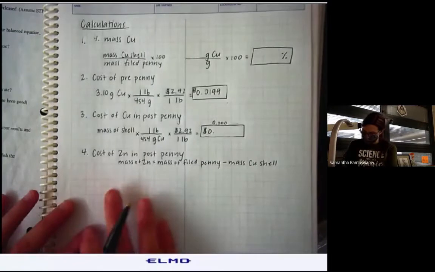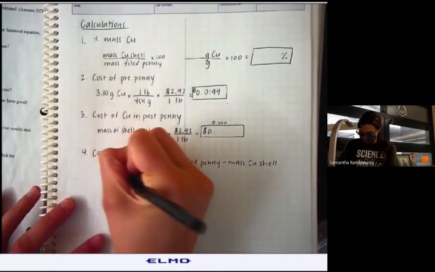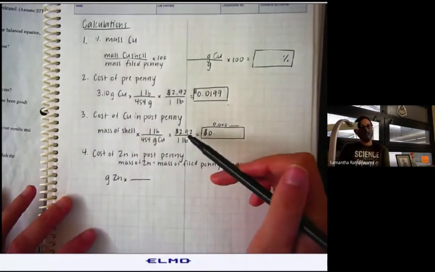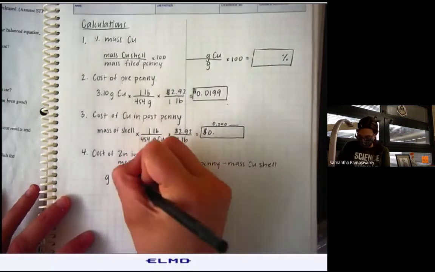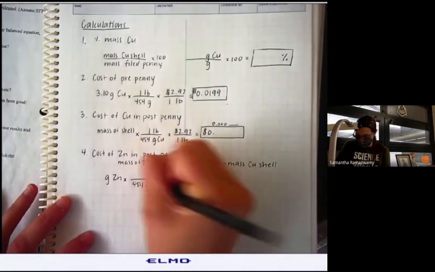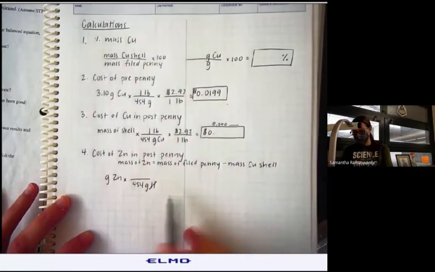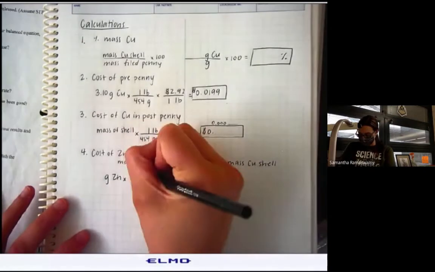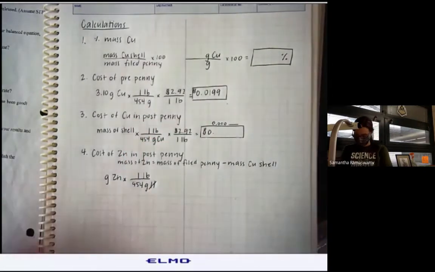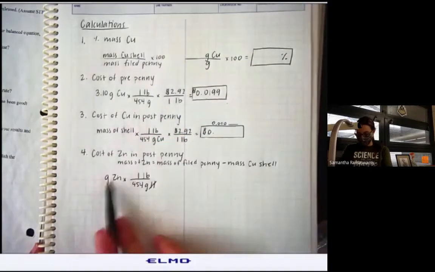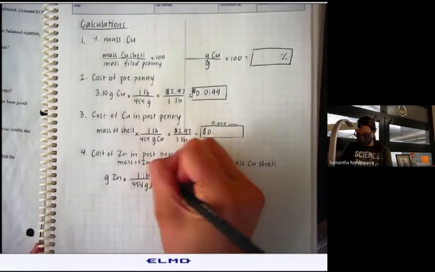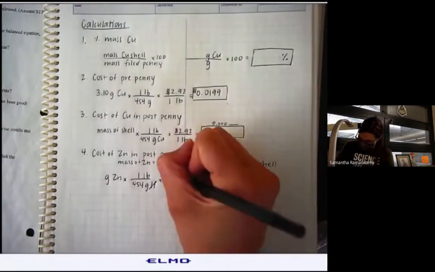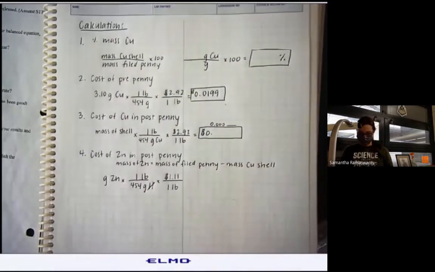So once you know your mass of zinc, you can go through and do this calculation. Now this will look similar to the copper, except the cost is going to be different. There are 454, oh man, see, I started to write pounds here. So if you mess up, just single line through it. I started to write grams, pounds. So grams of zinc, that's your mass, grams to pounds. And then 1 pound of zinc costs $1.11.